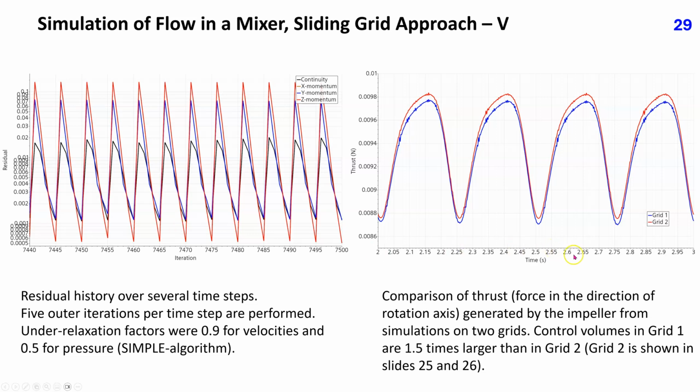This plot shows the comparison of thrust, that is, the force in the direction of the rotation axis, generated by the impeller from simulations on 2 grids. Control volumes in grid 1 are 1.5 times larger than in grid 2. Grid 2 is shown in slides 25 and 26. The thrust varies periodically with blade passing frequency. Considering that the range of variation is relatively small, from 0.088 to 0.098, the difference in the two solutions is not large.